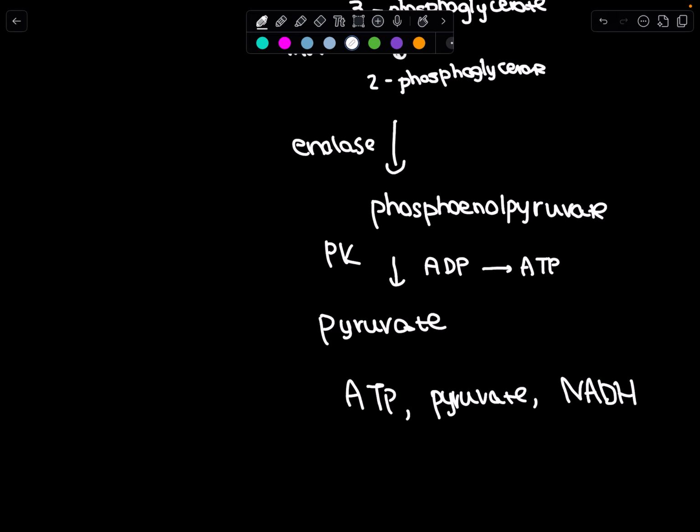Here's the deal. ATP is the energy currency, directly powering cellular work. Pyruvate, a 3-carbon molecule, heads to the mitochondria for the citric acid cycle if oxygen's around, or turns into lactate in anaerobic conditions to keep glycolysis running. NADH carries high-energy electrons, feeding the electron transport chain in mitochondria to produce more ATP via oxidative phosphorylation when oxygen is present. In anaerobic settings, NADH is recycled to NAD+ during lactate formation. These products fuel energy needs or set the stage for further metabolism. Clear? Want details on pyruvate's fate or NADH's role?